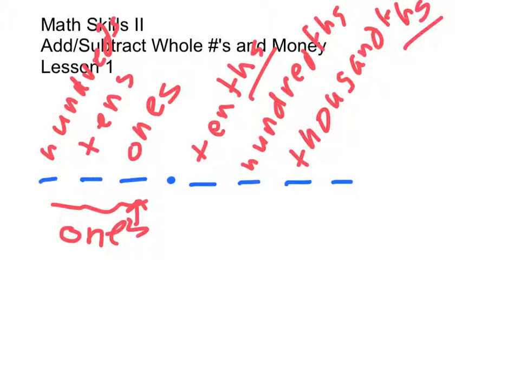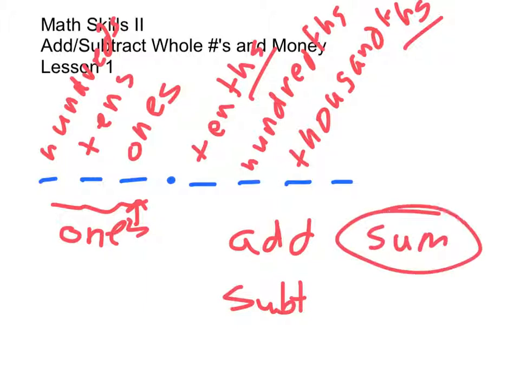Now also when we're talking about adding and subtracting, what's the answer in an addition problem called, and what's the answer in a subtraction problem called? Well, the answer in an addition problem is called a sum. So in other words, when we add 2 or more numbers together and we get an answer, that's called the sum. Now when we subtract numbers, the answer is called the difference. And most of you probably remember that.